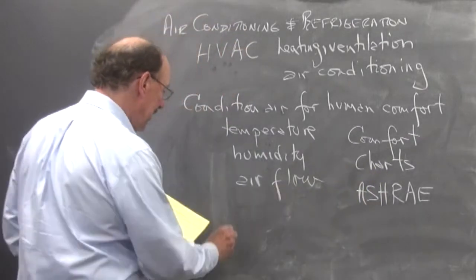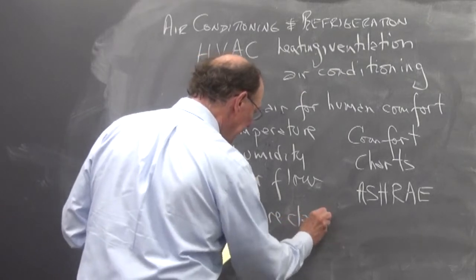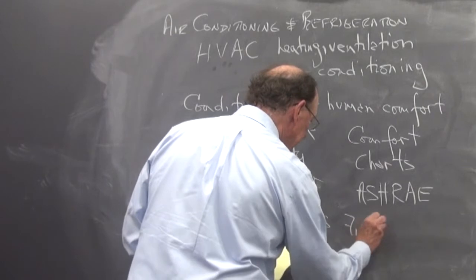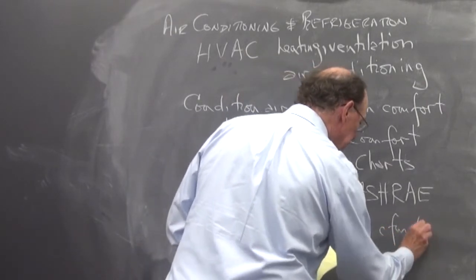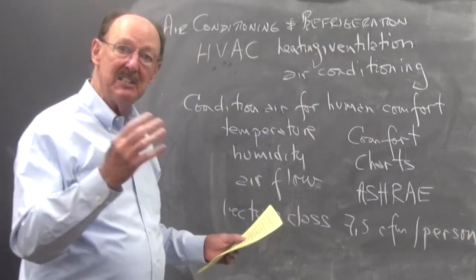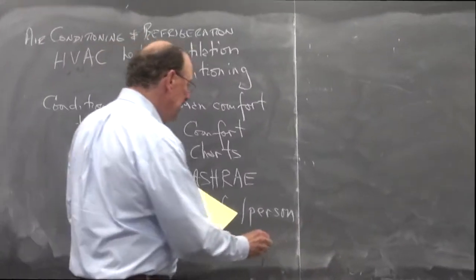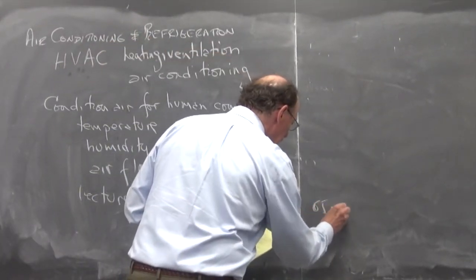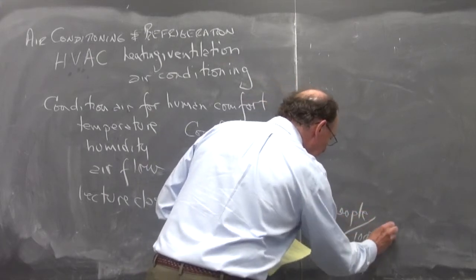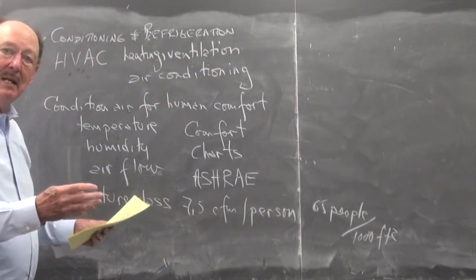And so for a lecture classroom, we're looking at about 7.5 CFM, cubic feet per minute, per person. So that's the fresh air. When you design the system, they're going to tell you this is the standard for a classroom, and they assume 65 people per 1,000 square feet. So anyway, we're packing them in a little tighter.